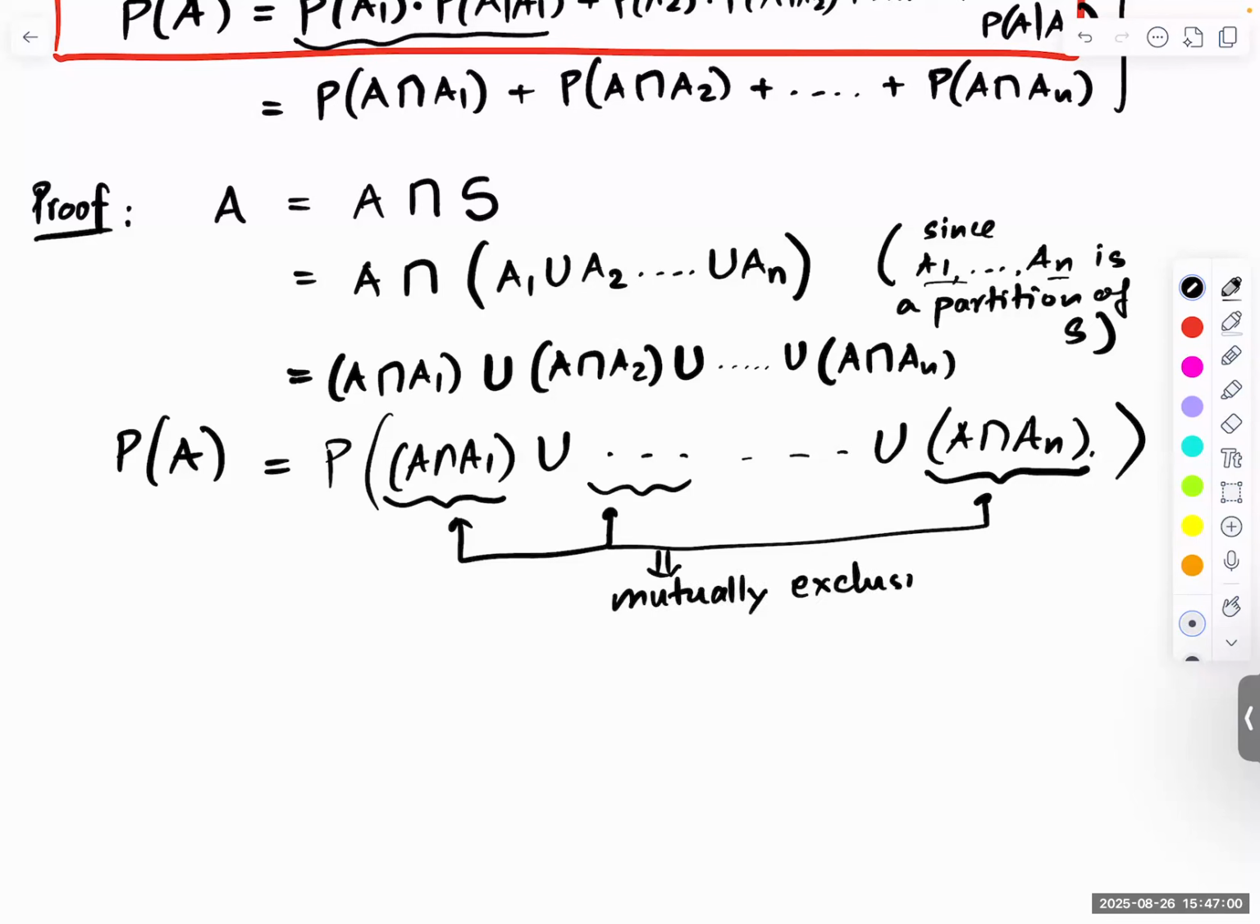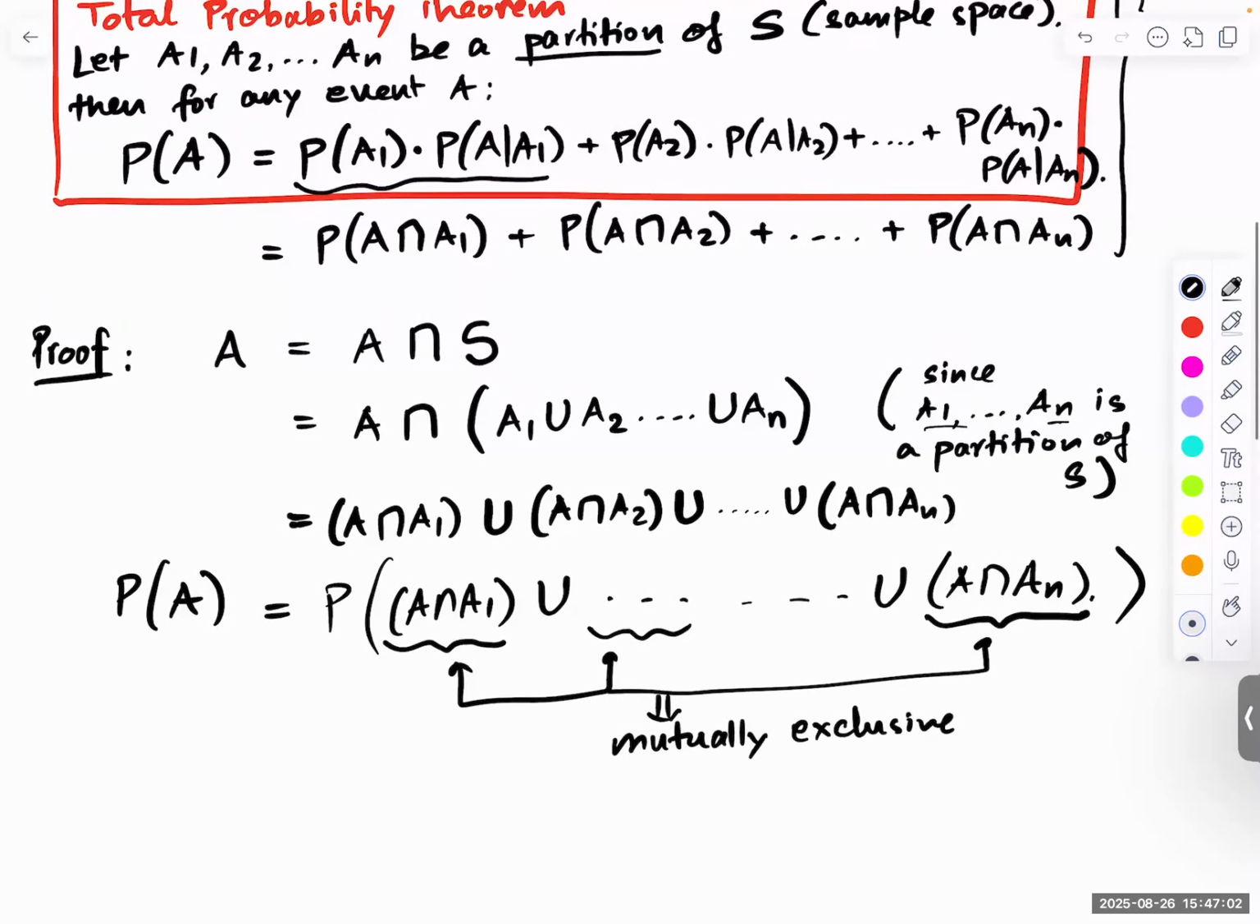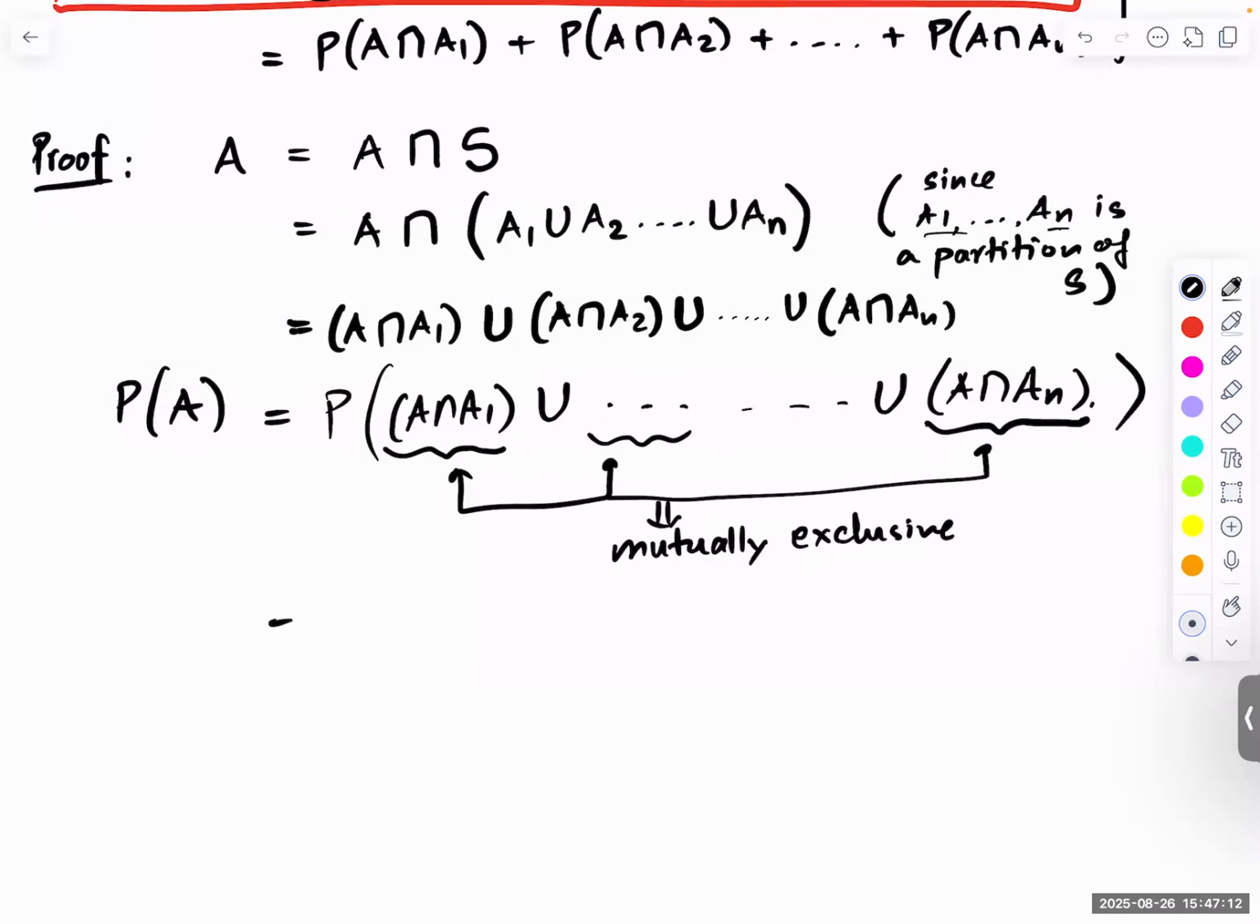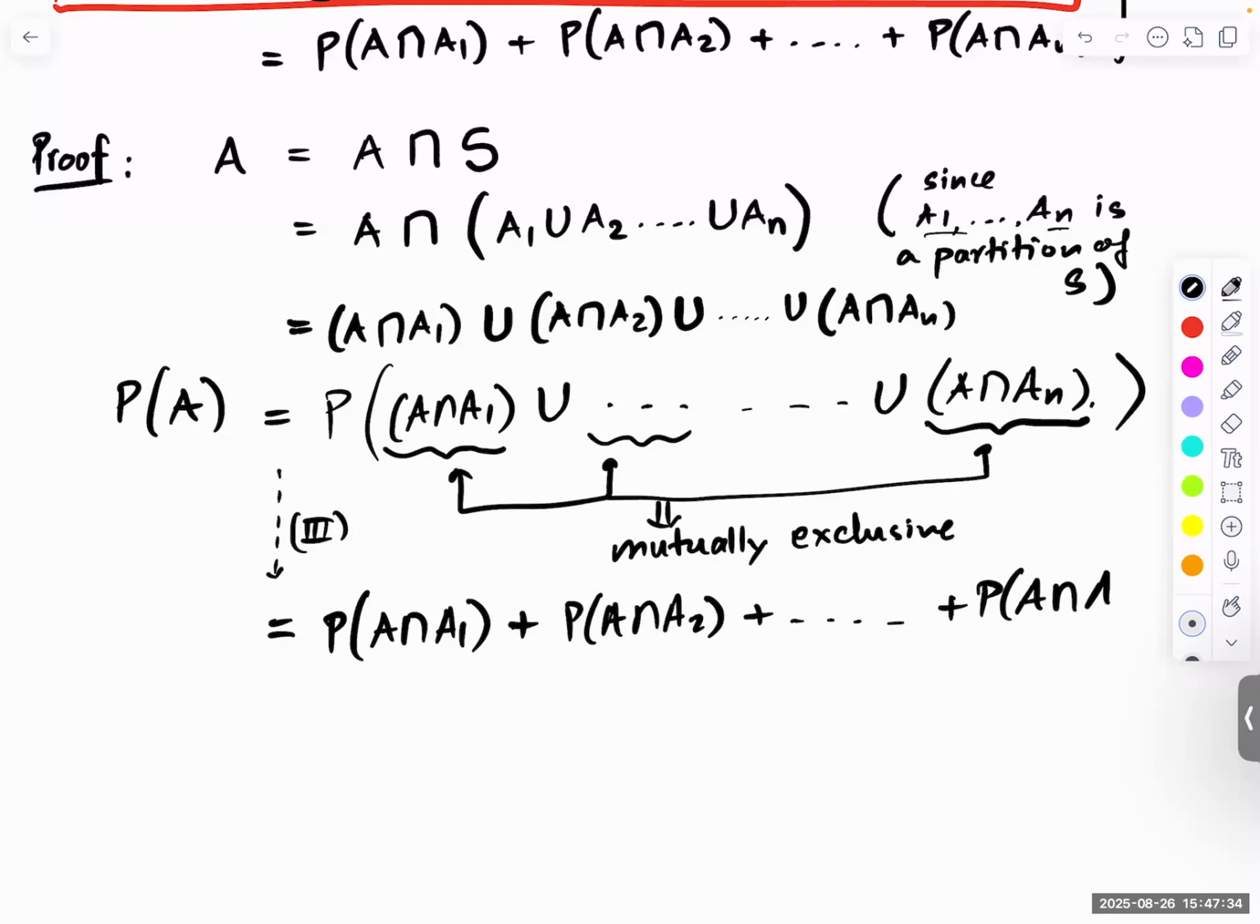Why are they mutually exclusive? Because A1, A2, An are mutually exclusive. Therefore, A intersection A1 has nothing in common with A intersection A2. Now we can apply our probability axiom that the probability of the union of mutually exclusive events is the sum of those probabilities. So we apply axiom number 3 of probability, and this will end up being a sum: probability of A intersection A1 plus probability of A intersection A2 and so on and so forth. And there we have it.